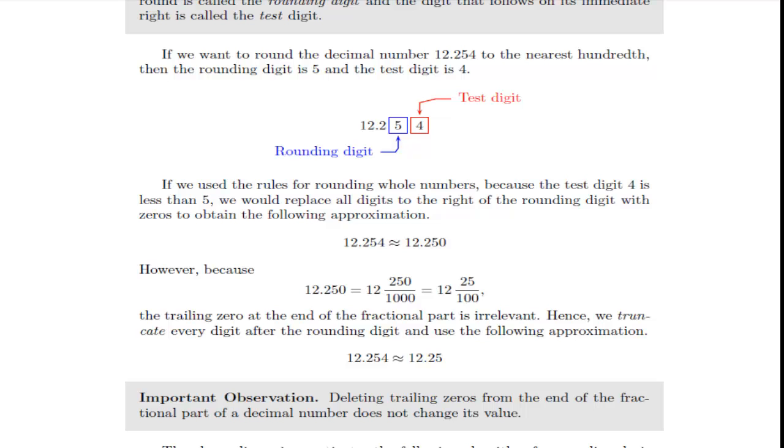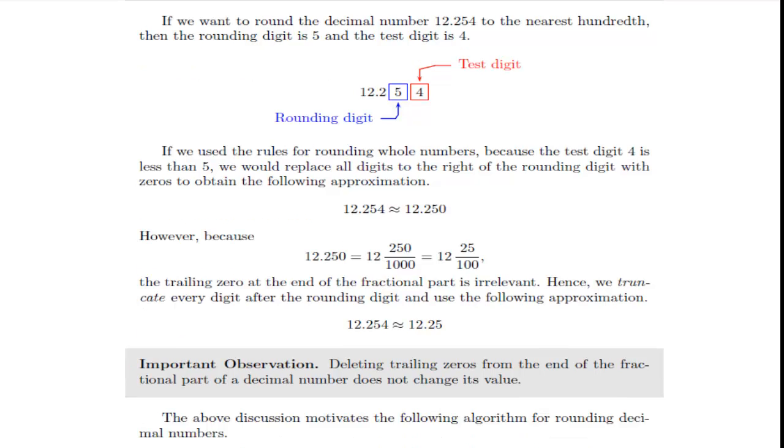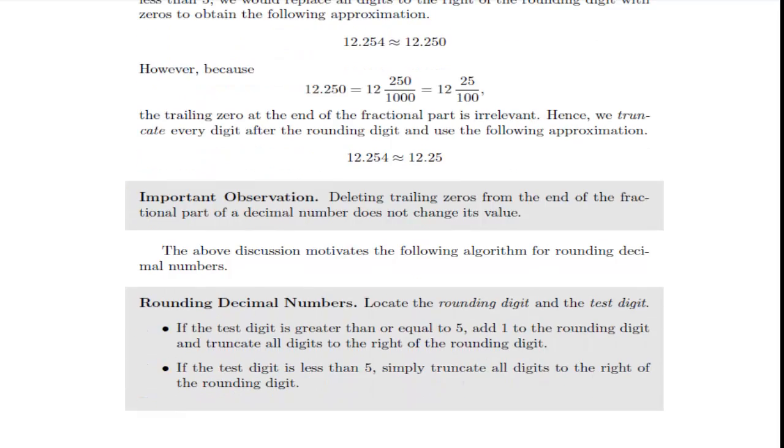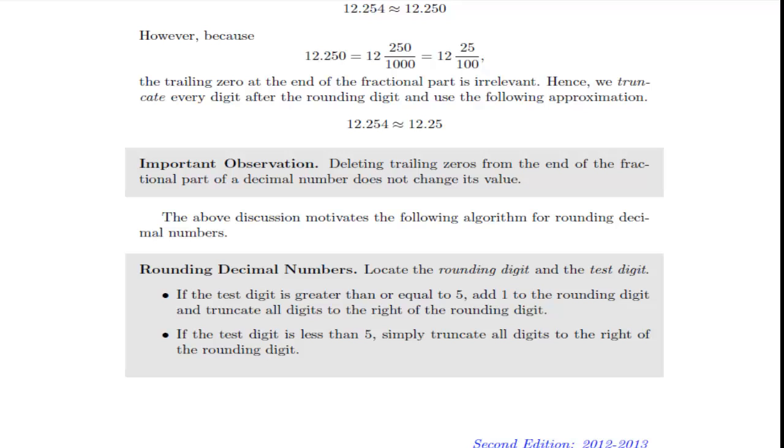Hence, we truncate every digit after the rounding digit and use the following approximation. 12 and 254 thousandths approximately equals 12 and 25 hundredths. Important observation: deleting trailing zeros from the end of the fractional part of a decimal number does not change its value. The above discussion motivates the following algorithm for rounding decimal numbers.